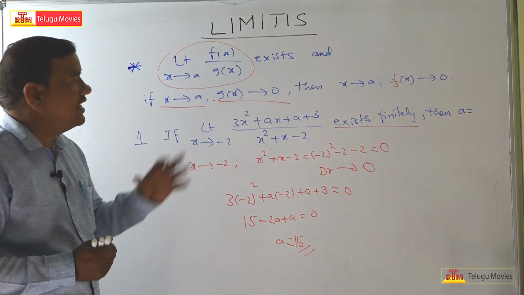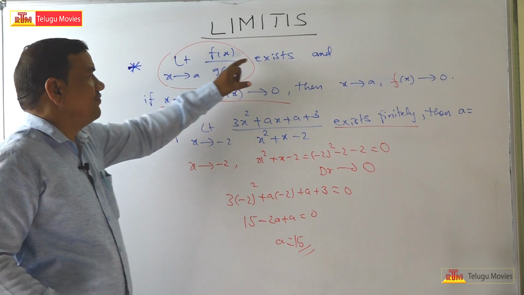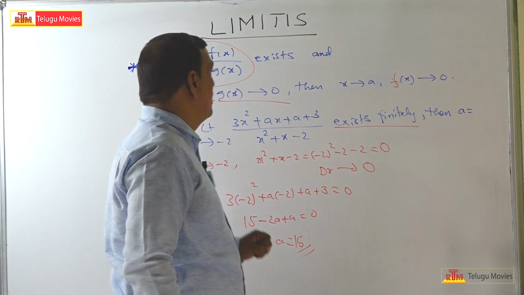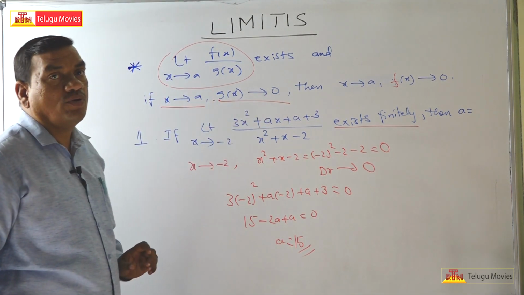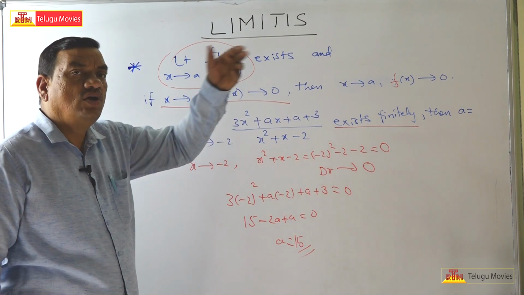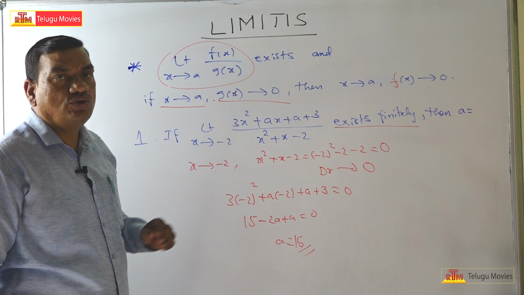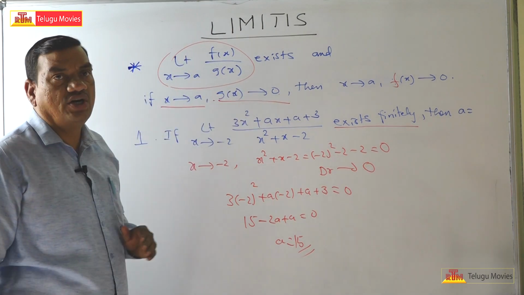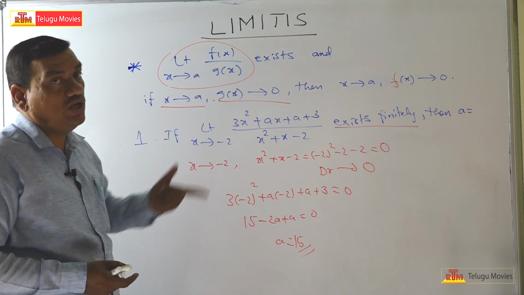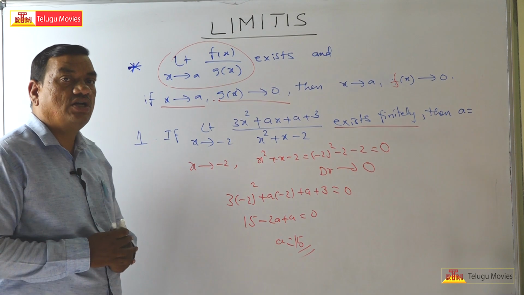Very nice problem, very nice concept this is. So if the limit as x tends to a of f of x by g of x exists finitely, and the denominator approaches 0, then the numerator also approaches 0. You should not take it as a 0 by 0 indeterminate form. After cancellation only, we will get that answer. I hope you understand this concept.